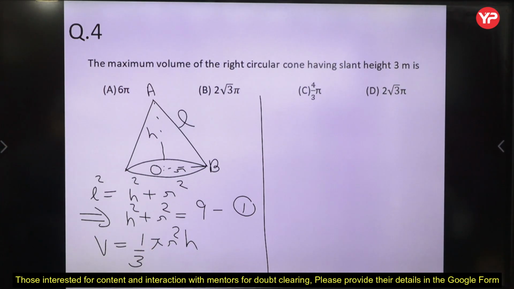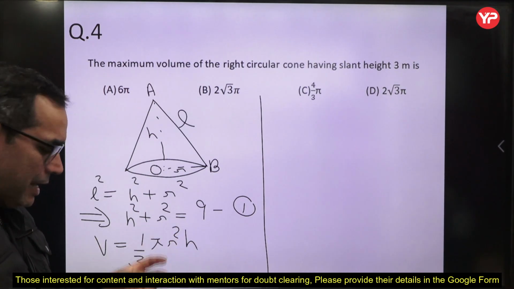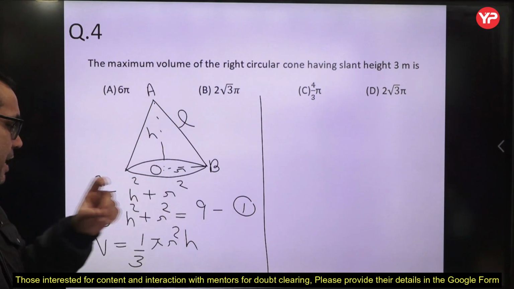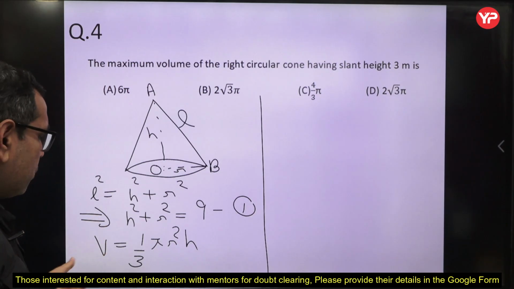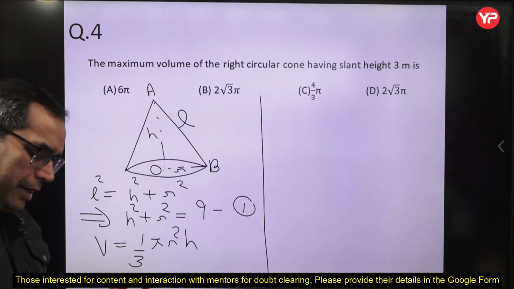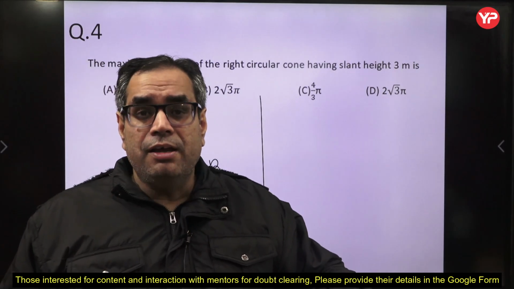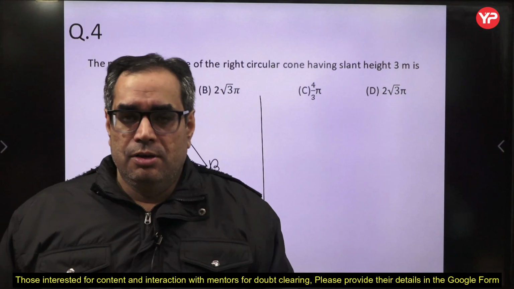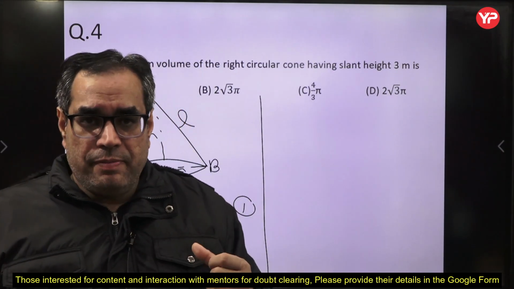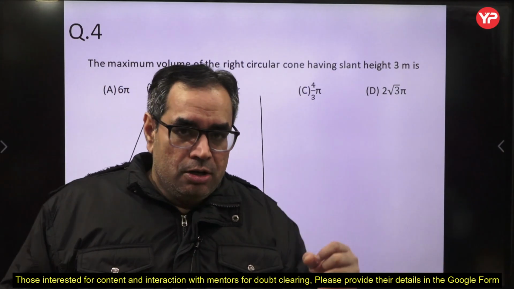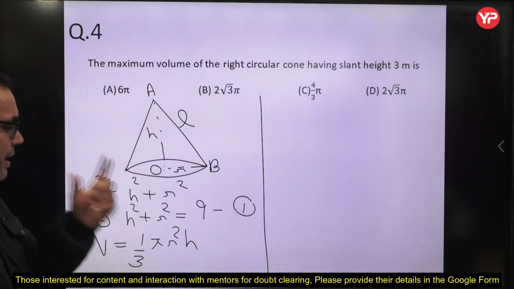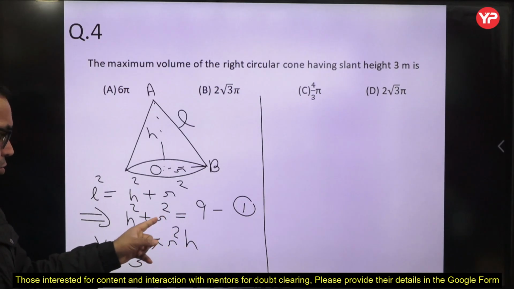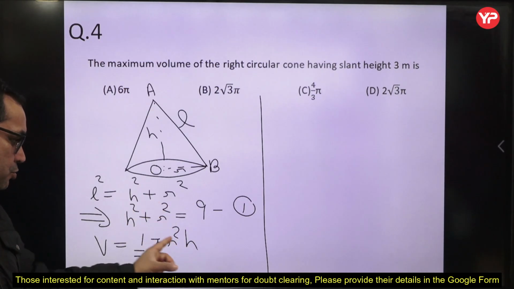Now in this formula, radius and height are the two variables. Both are varying quantities, radius as well as height. We have to convert this volume in terms of a single variable actually. In our syllabus also we have optimization problems in a single variable. If you see the syllabus of the GATE paper, you will find that line there. So we have to convert that into a single variable function. So how can we convert? We have a relationship here, so we can use r square equal to 9 minus h square.